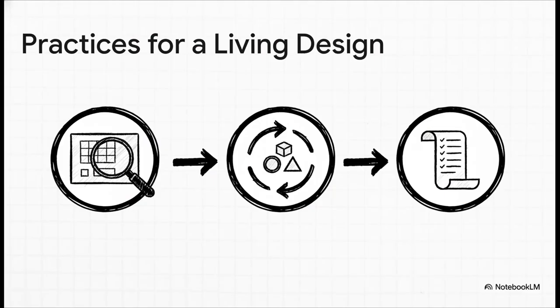To make this happen, you've got to build some new habits. You start conducting periodic reviews to make sure the blueprint still matches the reality on the ground. You embrace iterative development, which lets the design evolve in small, safe cycles instead of forcing these massive, risky overhauls. And, crucially, you maintain detailed change logs. This creates a history that is just vital for understanding why decisions were made down the road.